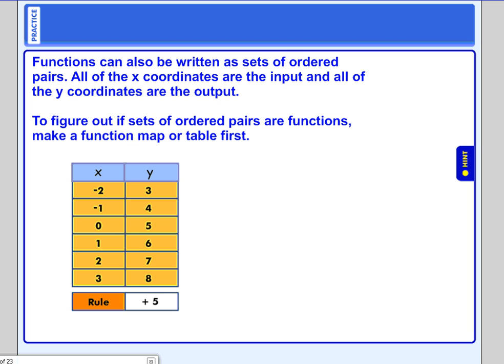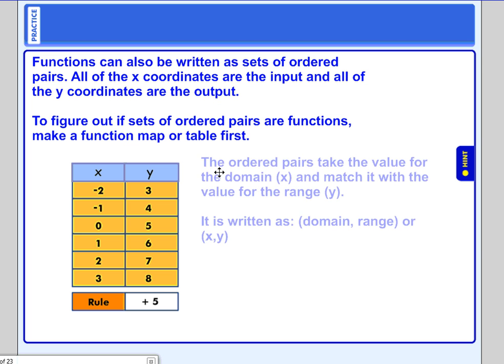To figure out the set, you make a function map first. The ordered pairs take the values for the domain, which is x, and match it with the value for the range, which is y. And we write an ordered pair as domain, comma, range, or x, comma, y.